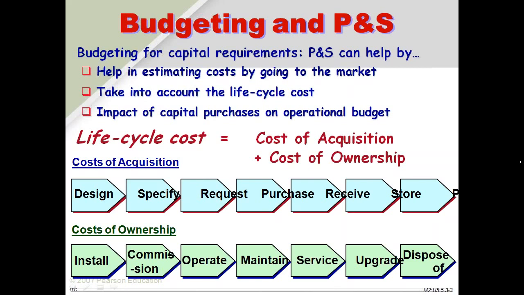So when we are budgeting, budget is not just the price part. Budget also should include the maintenance cost, operational cost, installation cost, all those things. This is why you see two components here at the bottom: cost of acquisition and cost of ownership. Acquisition, you all know, is till I get it in the store. But ownership means installing, commissioning, operating, maintaining, servicing, and if required, even if I'm buying software, upgrading it. It also has to come into the budget.